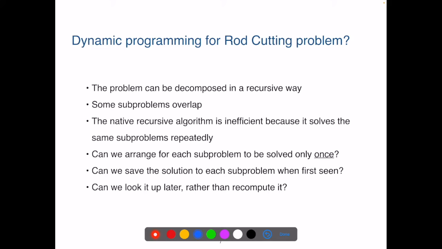Now let's just organize our thoughts a bit and see if we can come up with a dynamic programming algorithm for the rod cutting problem. First, this problem can be decomposed in a recursive way. We have found that recurrence relation already. Second, we notice that some subproblems overlap. So how can we arrange for each subproblem to be solved only once? How can we save the solution to each subproblem when first seen? How can we look it up later when a subproblem shows up again? Please pause the video and think about this for a moment before we reveal the algorithm.